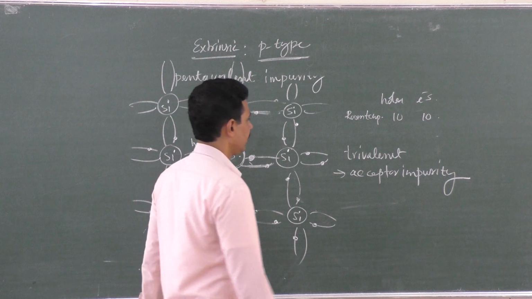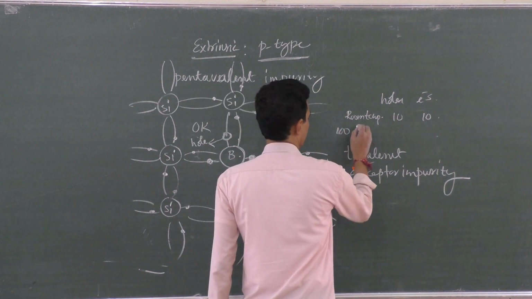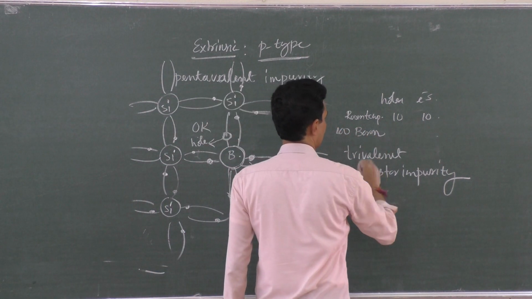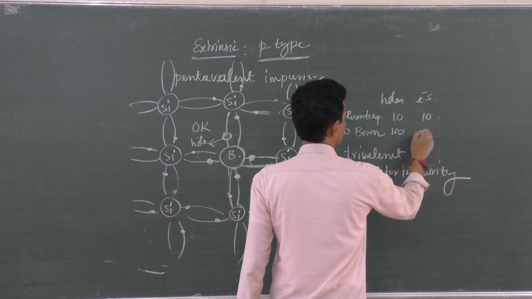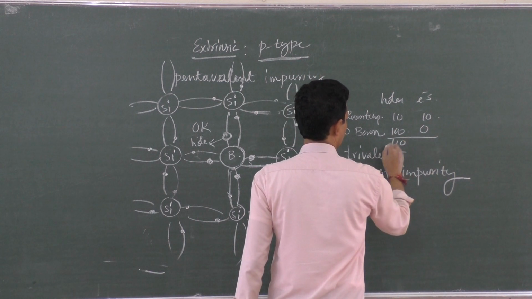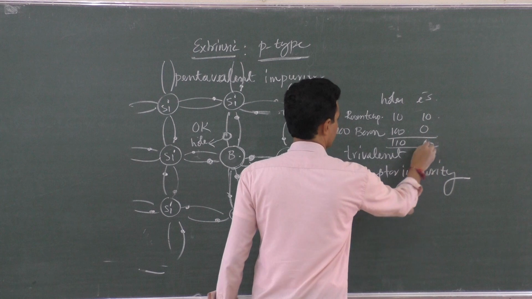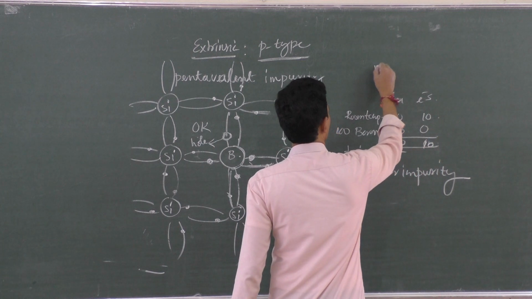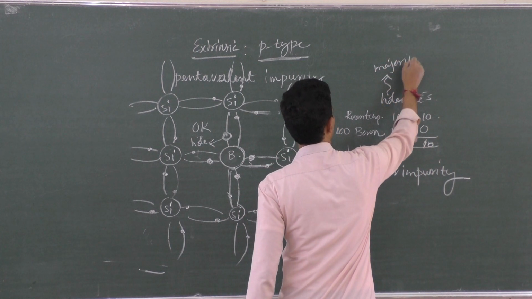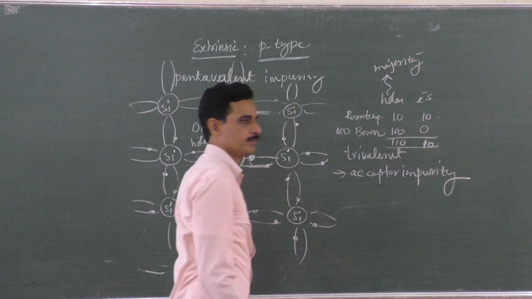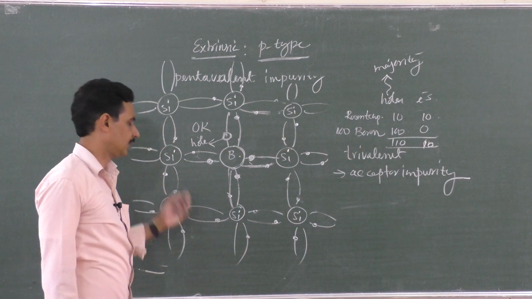Okay, now, I will add 100 boron atoms. When they are added, you get 100 holes and 0 electrons. So in total, 110 holes, only 10 electrons. So who are majority? Majority charge carriers are holes. This is how we get a P-type semiconductor.